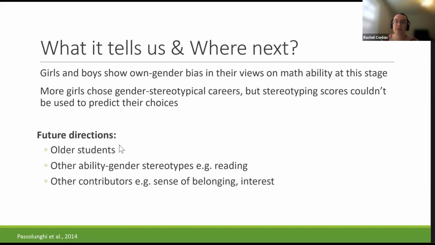So we need to look forward to see, well, what might be helpful? So it may be that we need to move to looking at older students or these same students when they're older to see if stereotypes are predictive at that point. It may be that other stereotypes are important, like reading ability stereotypes. But it's also important that we look at other contributors to particularly girls' career choices and maybe their choices not to choose a gender atypical career. So it could be that they don't have a sense of belonging in those careers, or maybe that we're not fostering enough interest in them.